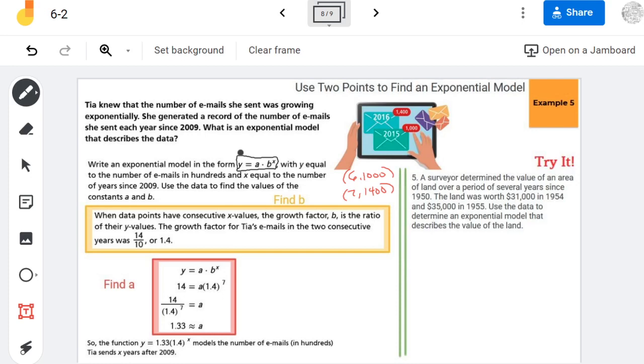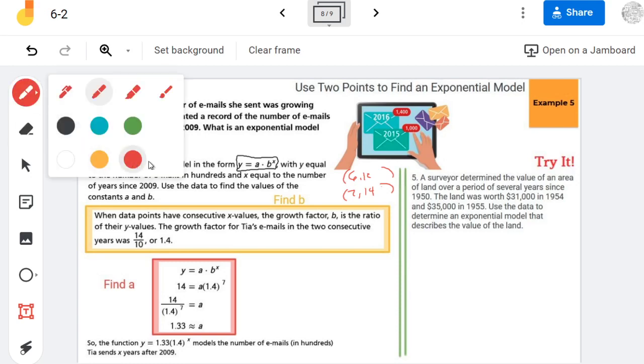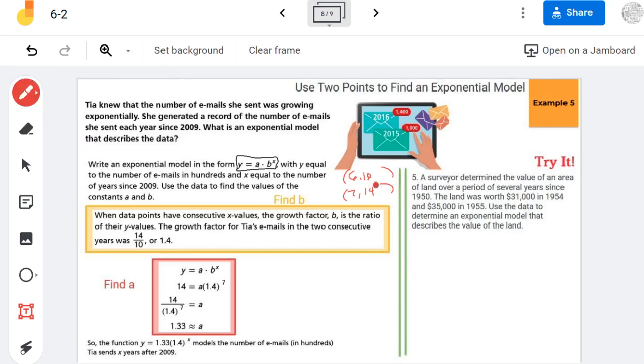So y is equal to the number of emails in hundreds. What they're doing here, y'all, is just dropping some zeros to make their calculations less annoying, so here I'm dividing each of these by 100. And x is the number of years since 2009. So that's where I got the 6 and 7 from.